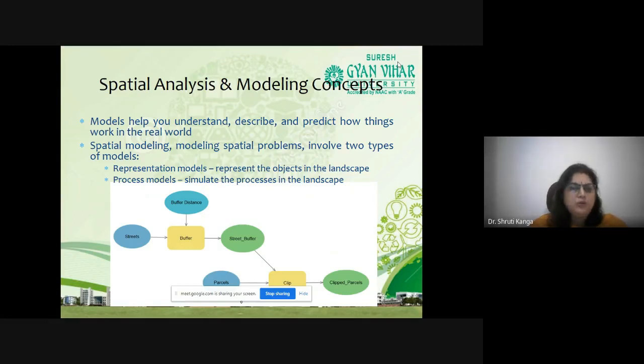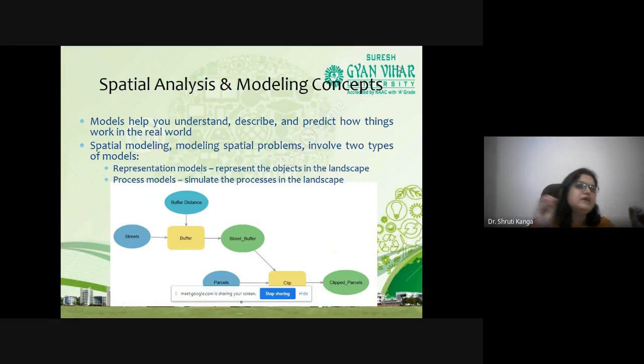Then the spatial modeling, or modeling spatial problems, involves two different models. Now, what are those models? Spatial modeling involves two types of model. One, the representation model, in which we have the representation of the objects in the landscape. And the second is the process model, where we simulate the processes in the landscape. So we have two types of model.